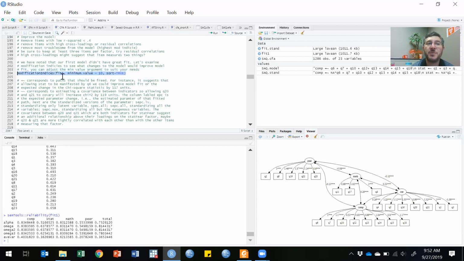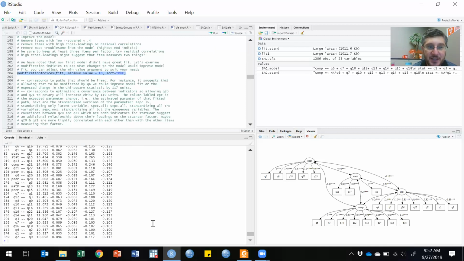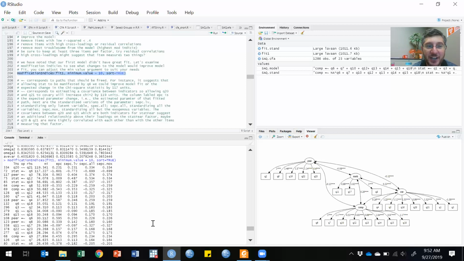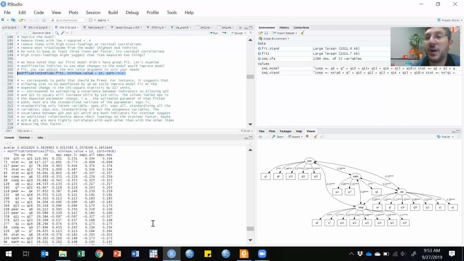So, to run modification indices, the command is just modification indices. You give it the model that you fit. We call it fit one. And now I'm telling it I only want modifications that would reduce the chi-square by 10 units or more, and I want you to sort them with the highest recommendation first. You can change this minimum cutoff value. I use 10 because you're going to see there's a lot if we didn't use that minimum cutoff. And you can see even with that large of a cutoff, there's quite a few modifications that are suggested.